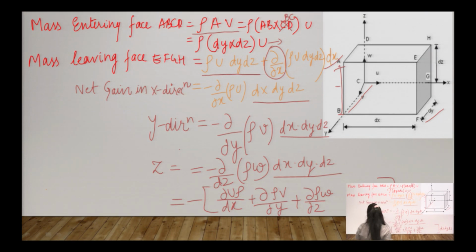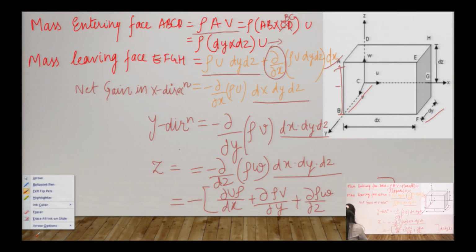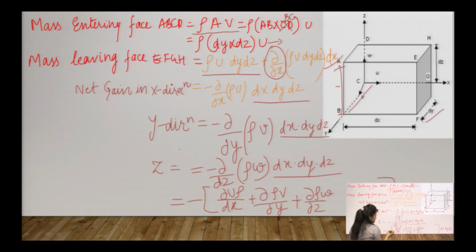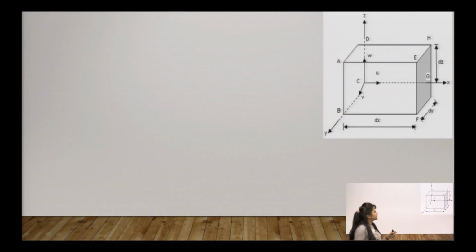Let us name it, let me change the color so that you can verify, as equation number 1. This is the summation of net gain or rate of increase of your mass from all three directions. So, now we can see we have calculated the value from individual directions, that is x, y and z direction. If you are seeing this cuboidal elemental shape, from x direction you have calculated the gain, then y direction, then z direction, and then you have added them up.